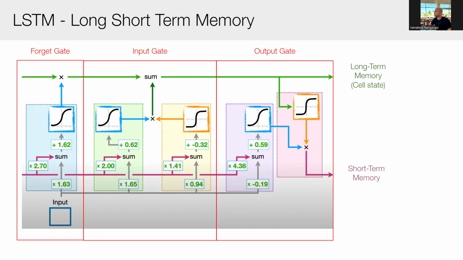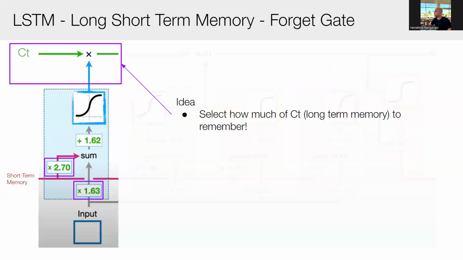So basically, there are 3 gates that you have to know. First is the forget gate, the second is the input gate, and finally we have the output gate. Let's talk about this a little bit more in detail. Let's just focus on the forget gate. It's composed of an input. This input is just what we've seen before.